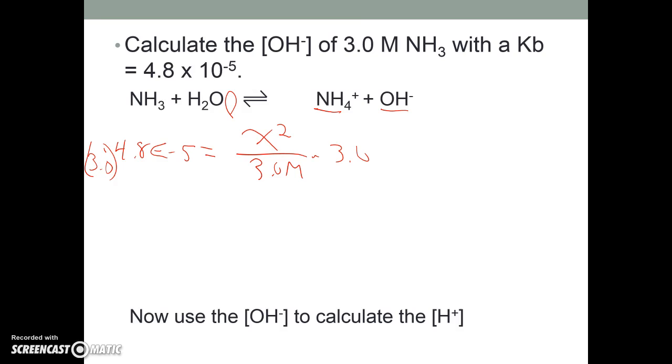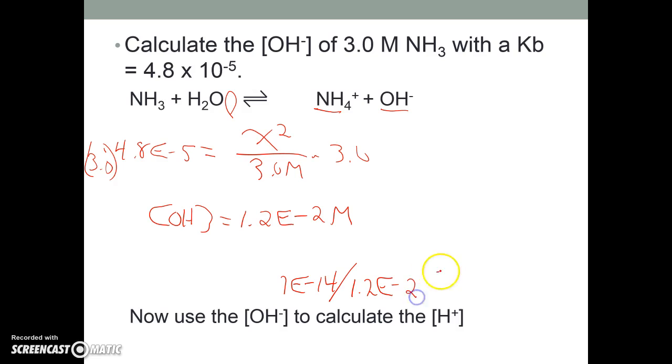So once you get to there, you're solving for OH. The OH concentration will equal, when you get through all that and taking square roots, 1.2 E negative 2 molar. And then you're going to use the OH to calculate the H plus. 1 E negative 14 divided by 1.2 E minus 2 equals, we came up with 8.3 E negative 13. You could take a pH of that if you want to do it.